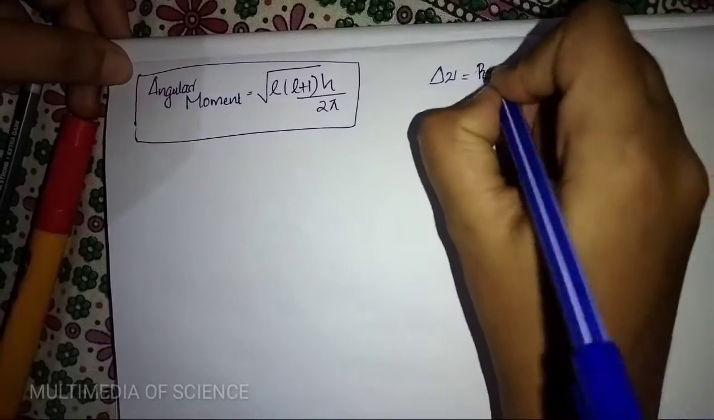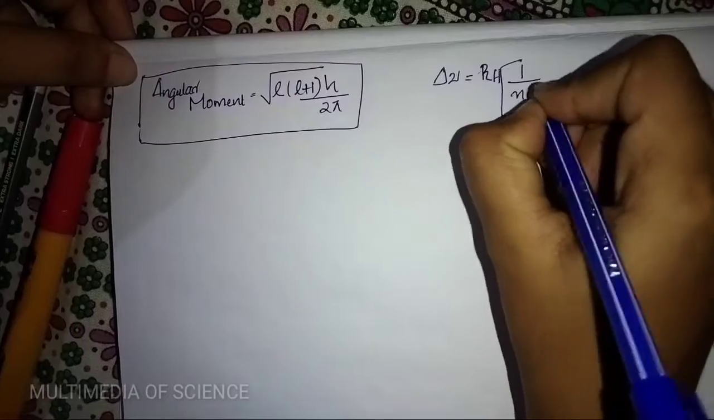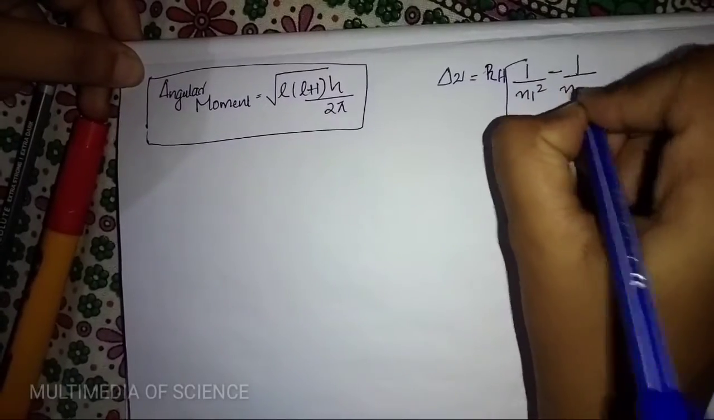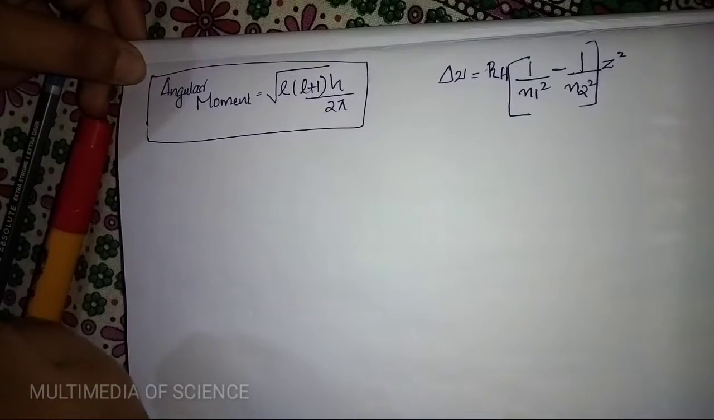Rydberg constant, that is RH, into 1 by n1 square minus 1 by n2 square, into z square. Clear?